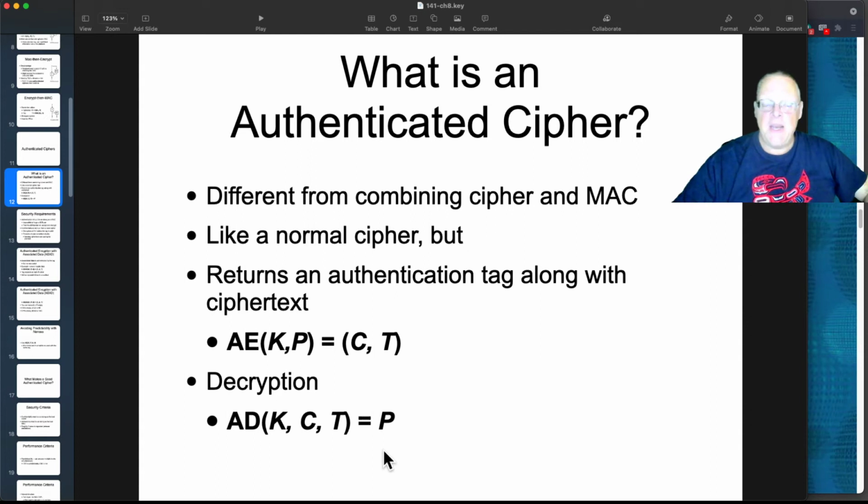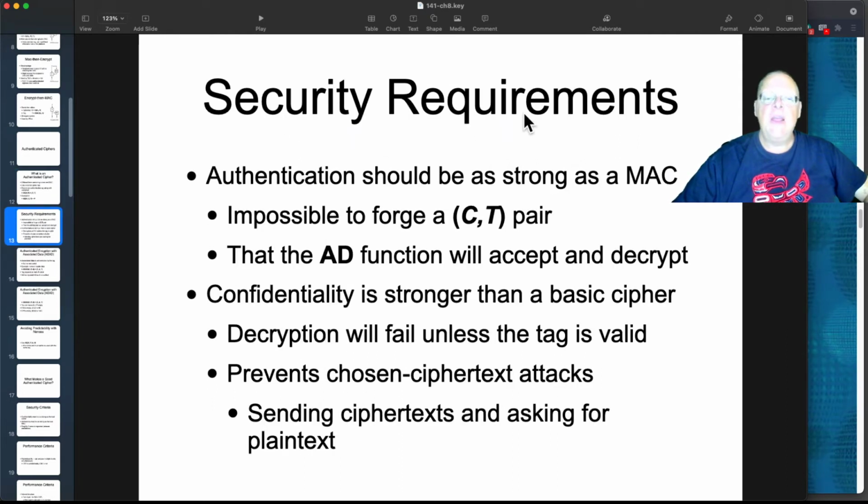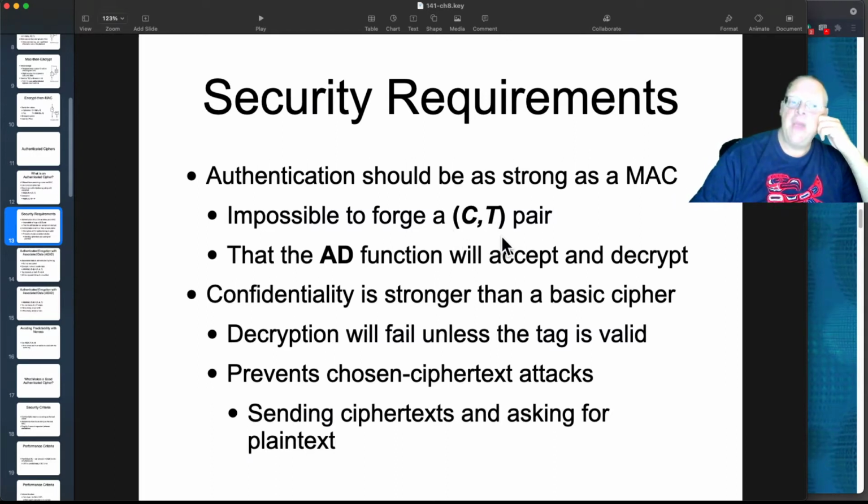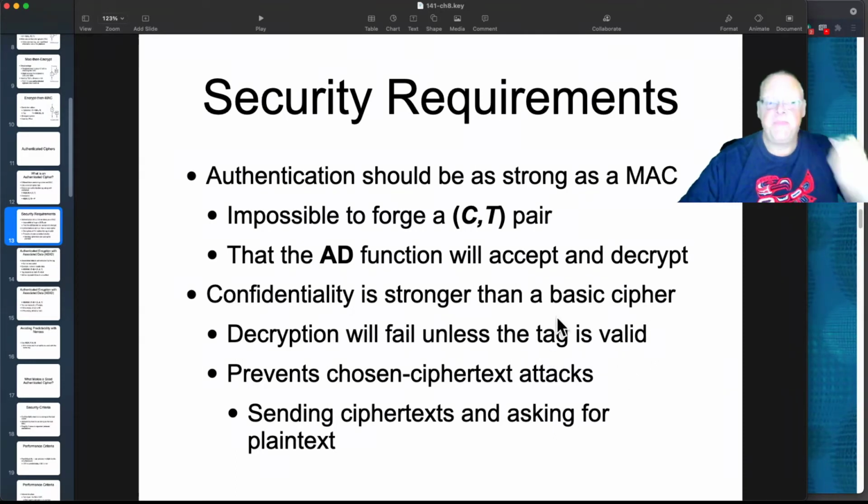That's the idea. So we want to have that property available. Now we can talk about what the real security requirements for this are. Your authentication should be as strong as a MAC, so you cannot forge a tag, or even a ciphertext tag pair, that would be acceptable. And confidentiality should be stronger than a basic cipher, because not only do you have the key, you also have to have the tag be valid. So there's two keys, really.